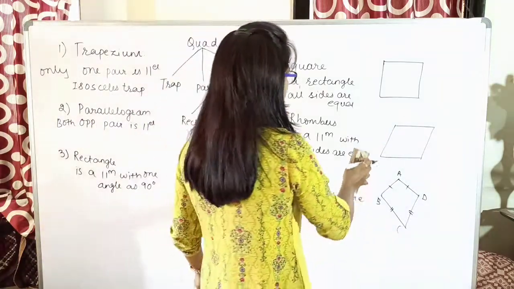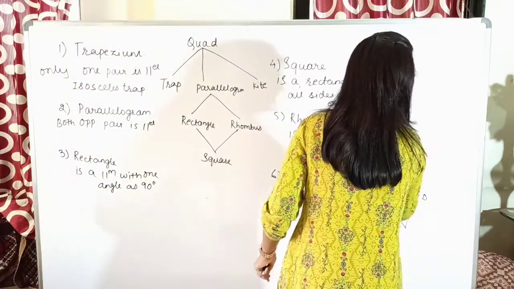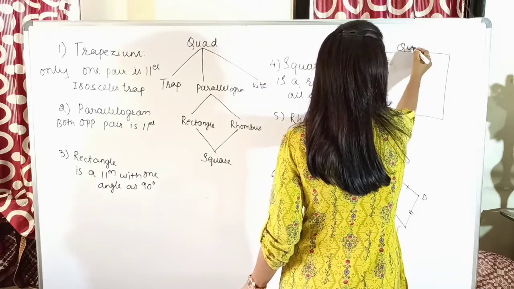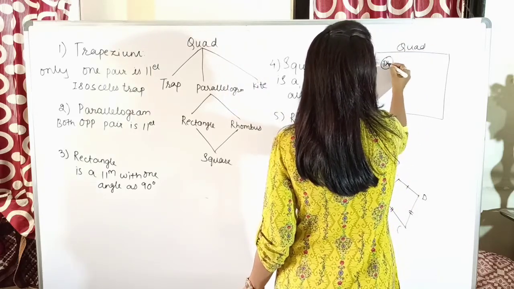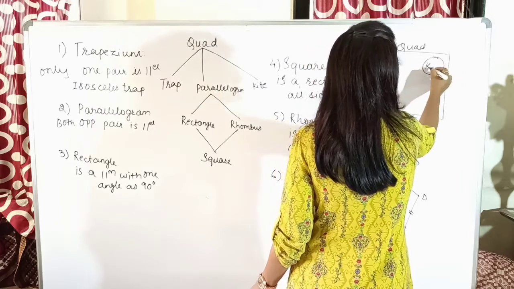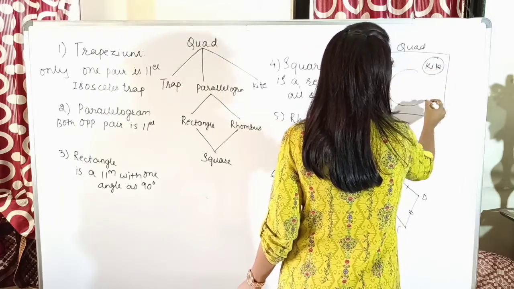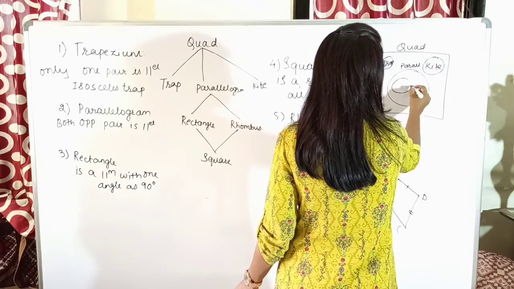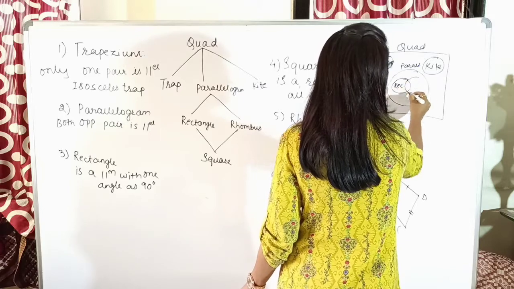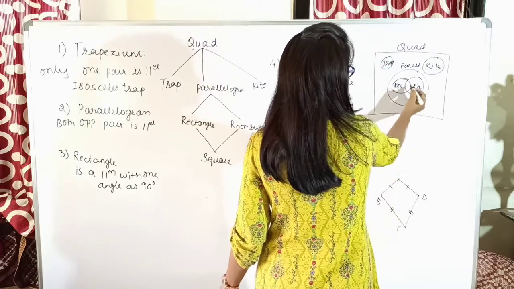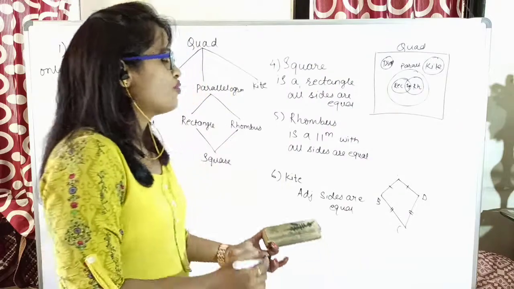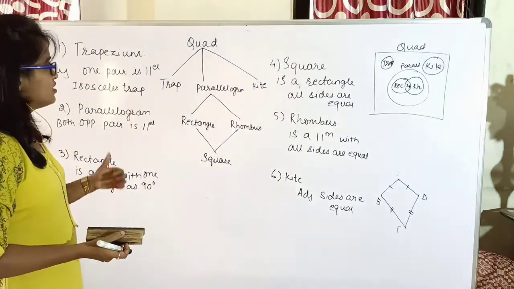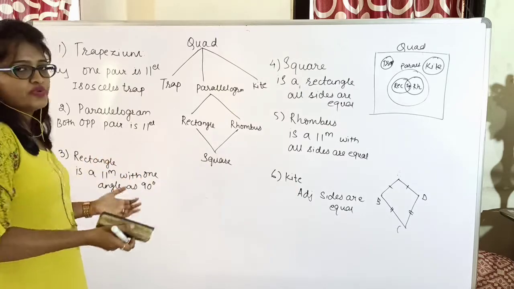If you try to represent it through a Venn diagram, the bigger set is quadrilateral, with trapezium, whereas kite are individual sets. A bigger set inside quadrilateral is parallelogram, then rectangle, rhombus, and the intersection would be a square, which gets the property of rectangle as well as rhombus. So this is the classification of quadrilaterals depending upon their properties.